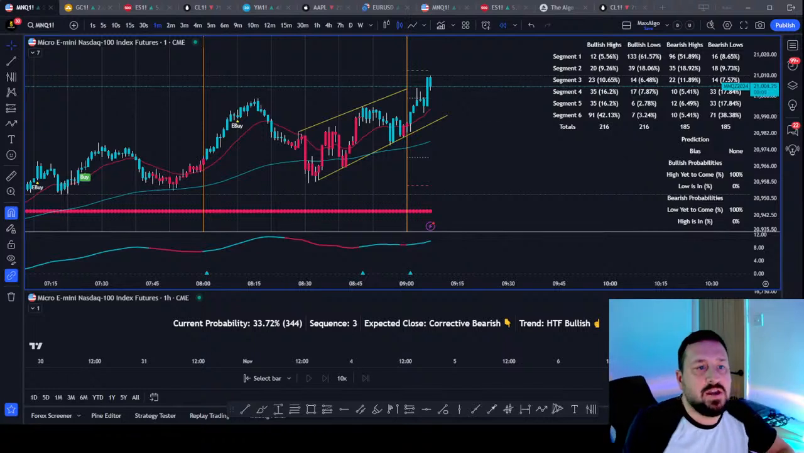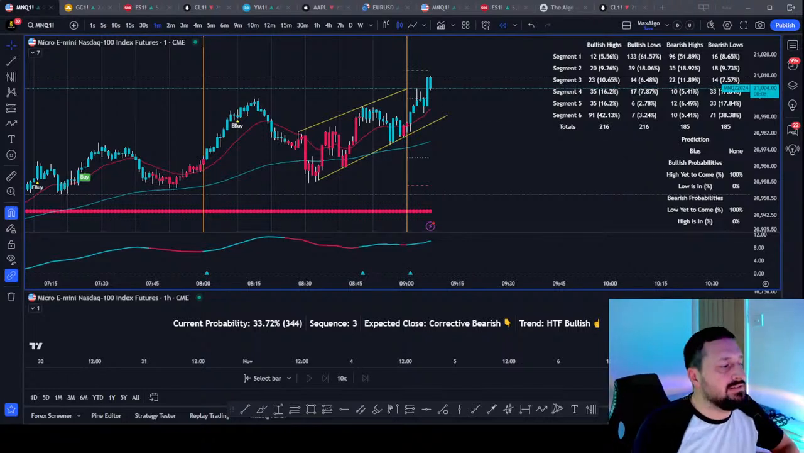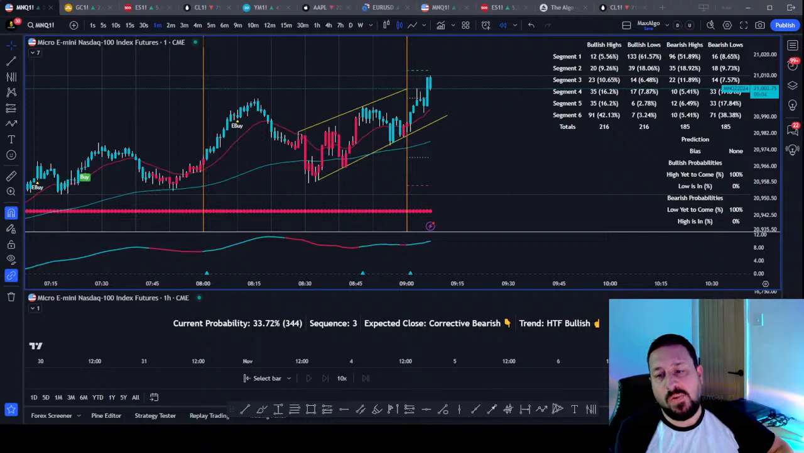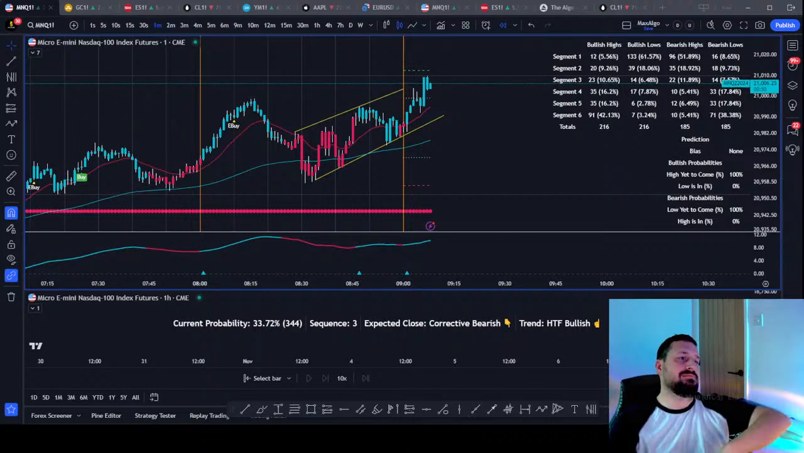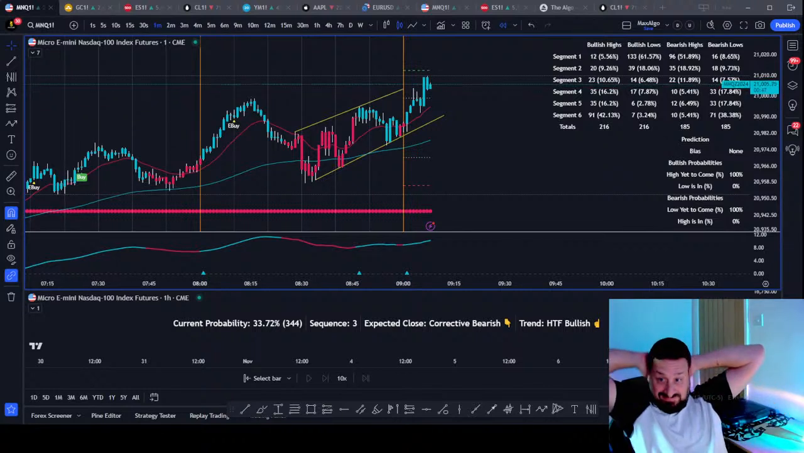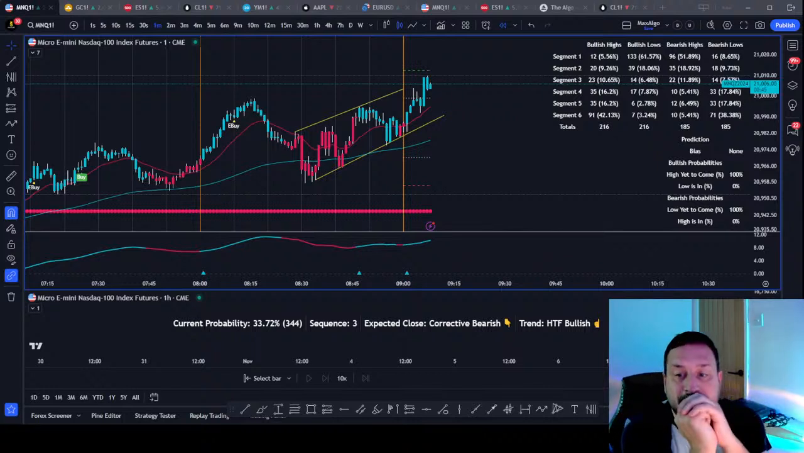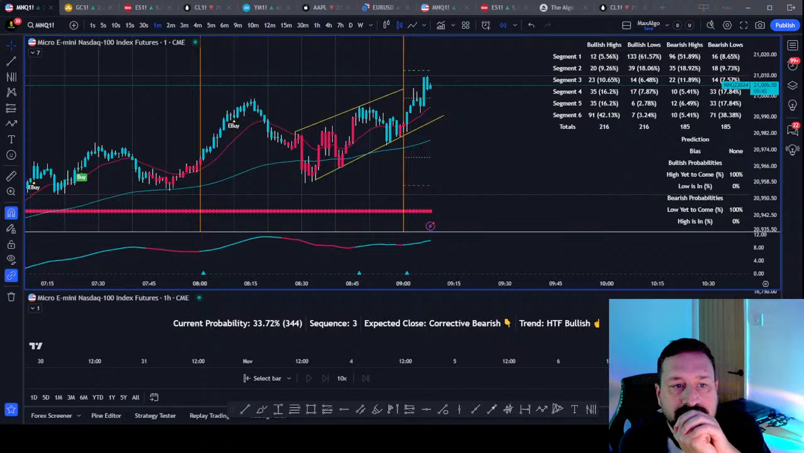Okay, we got 20 minutes till the open. Sequence 1 on the daily, bullish. What if New York pumps? What if? Or we get a sweep of the lows, possibly, but we have already come back to the open.